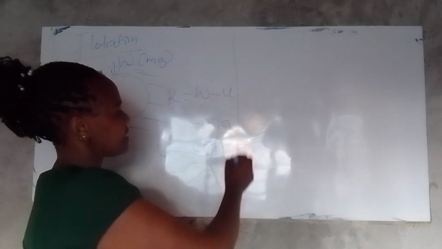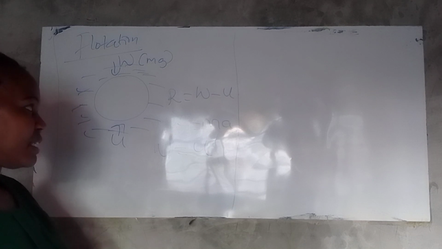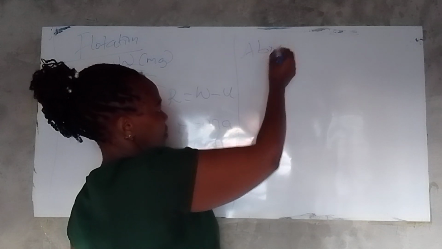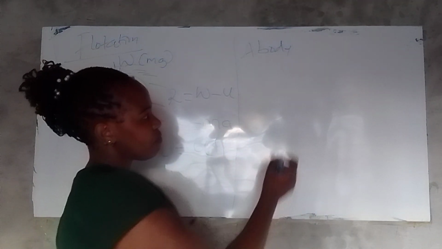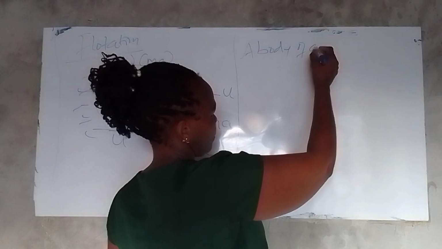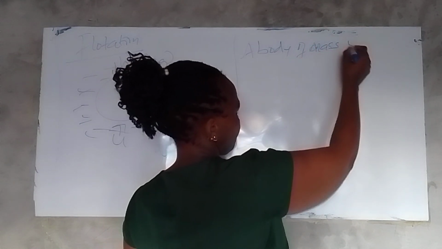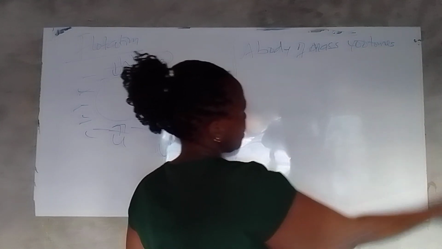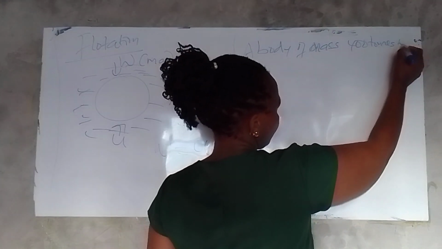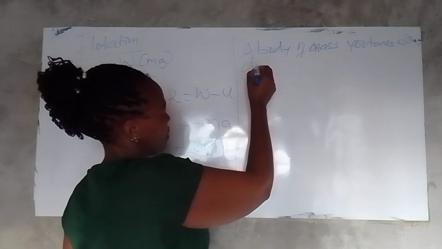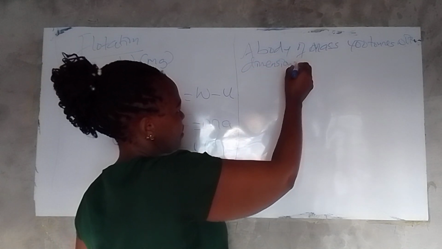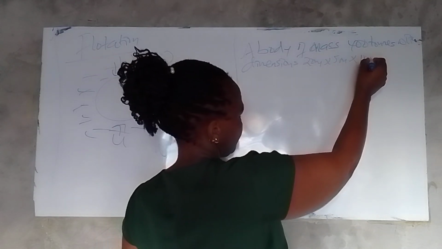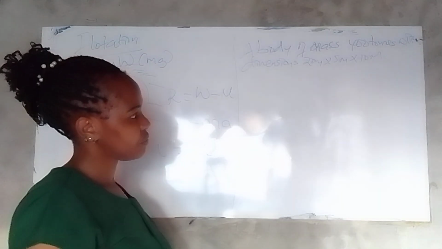So let's take an example so that we are able to understand better. So let's say we have a body of mass, let's say 400 tons, with dimensions maybe 20 meters by 5 meters by 10 meters.